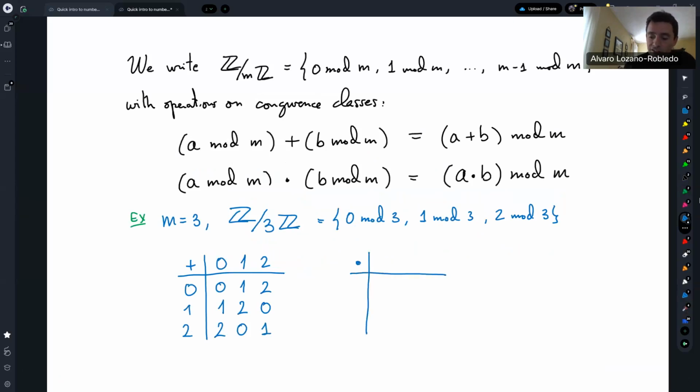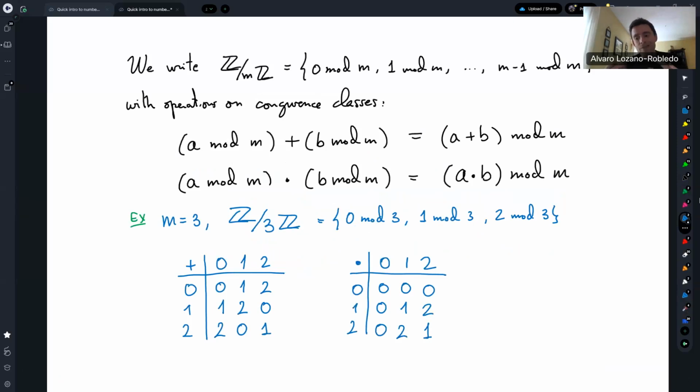And I can do the same for multiplication. 0 times 0 is 0. 0 times 1 is 0. 0 times 2 is 0. 1 times 0 is 0. 2 times 0 is 0. 1 times 1 is 1. 1 times 2 is 2. 2 times 1 is 2. 2 times 2 is 4. And 4 is 1. So I get this multiplication table.